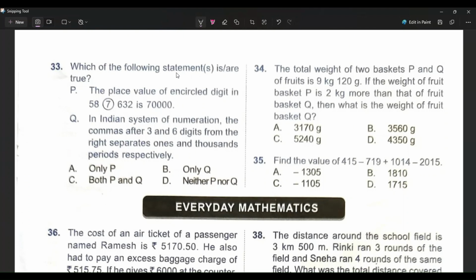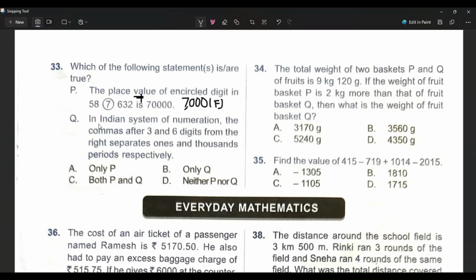33rd question. Which of the following statements are true? P statement, the place value of encircled digit in 5,87,632 is 70,000. So place value of 7 is, after 7 how many digits are there? 1, 2, 3. So keep 3 zeros. So place value of 7 is 7,000, not 70,000. So this is false.